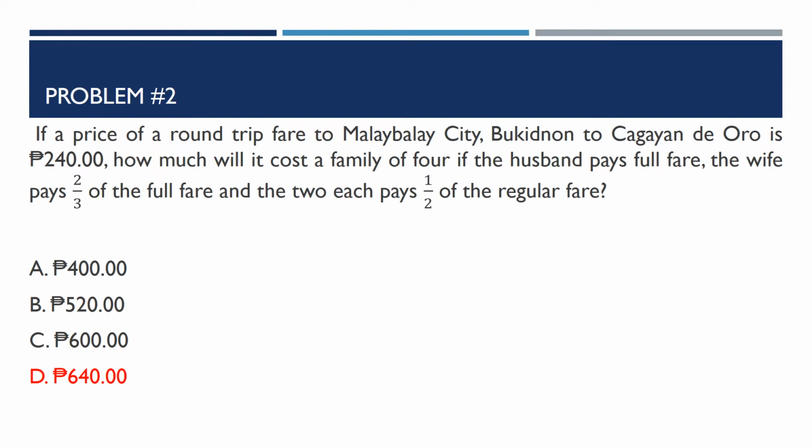So let us first list those involved in this problem. We have the husband, the wife, and the two which are not specified. Maybe these are two kids, so let's assume that's child 1 and 2.